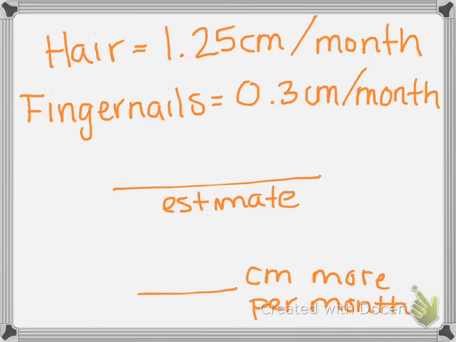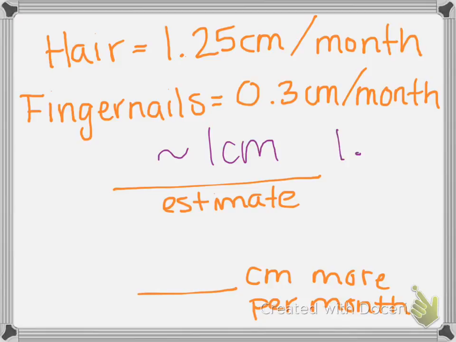Number 2 says, on average, hair grows about 1.25 centimeters per month. Fingernails grow about 0.3 centimeters per month. About how much more does hair grow in a month than fingernails? To estimate, I know 1.25 minus 0.3 would be about 1, so we'll say about 1 centimeter. And then it wants us to actually solve. Remember, since it says how much more, we know we're subtracting.